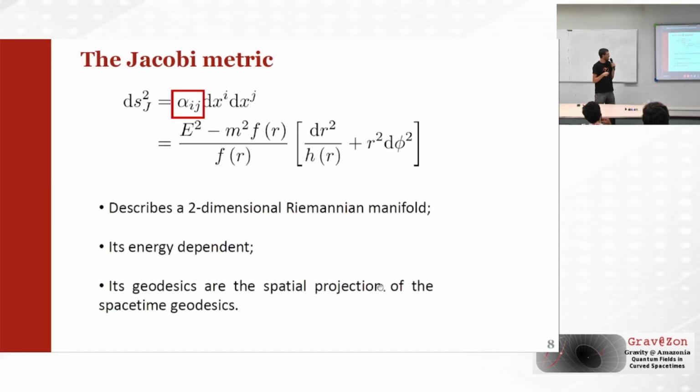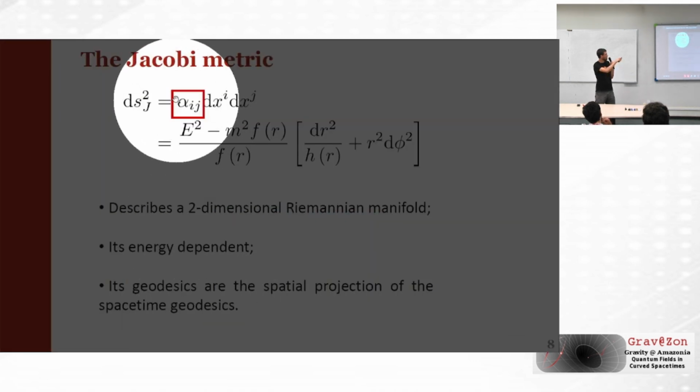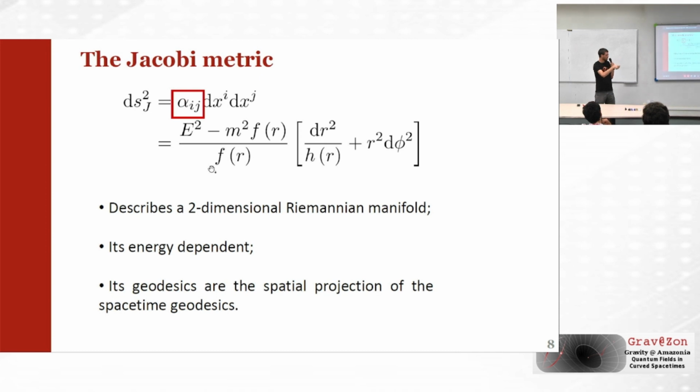And this allows us to define a line element. This metric alpha ij is known as the Jacobi metric. It describes a two-dimensional Riemannian manifold, which is energy dependent, and whose geodesics are the spatial projection of the spacetime geodesics. And this is done on the equatorial plane because we are in spherical symmetry, so all geodesics are planar.